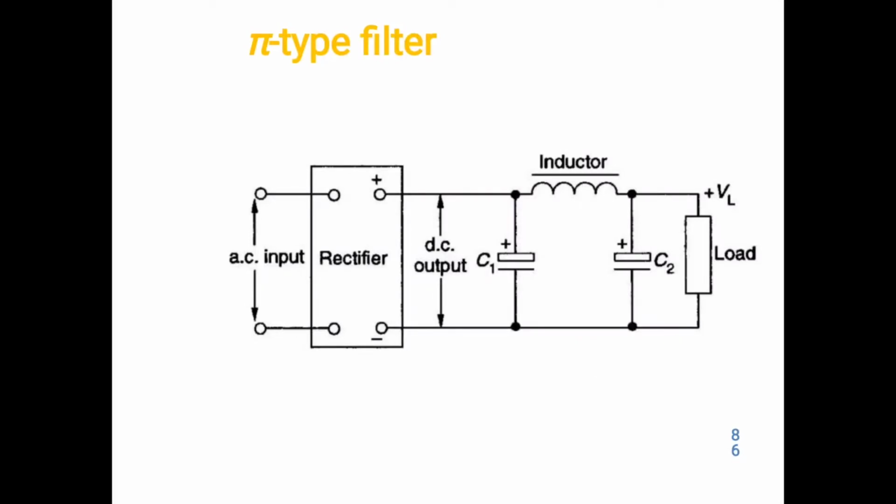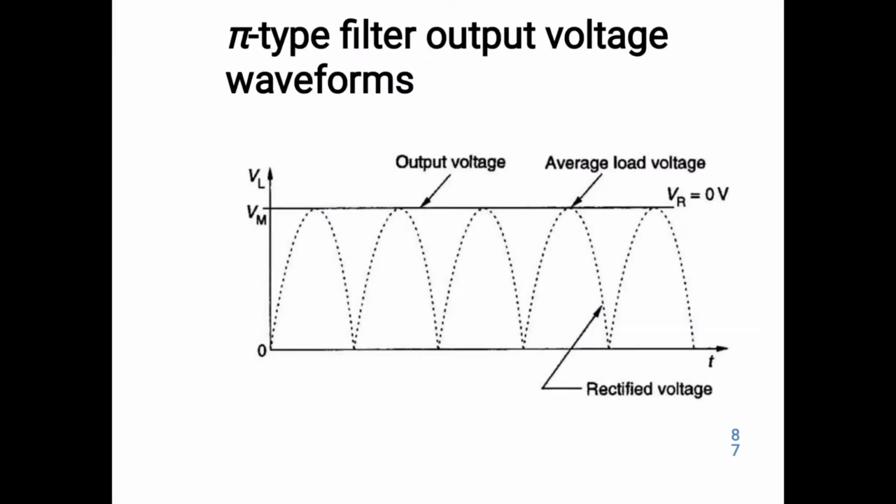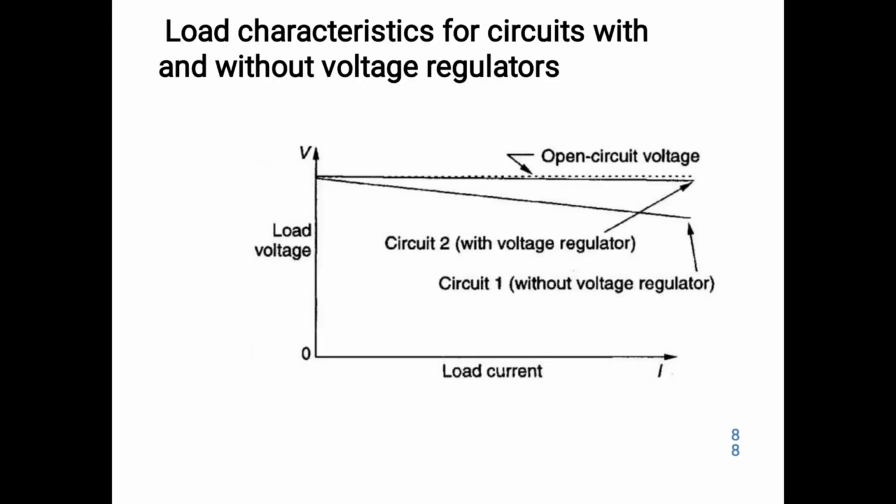Pi type filter: another one is the pi type filter, with output voltage at average load conditions. So the rectifier voltage is 0 volts at the rectifier connections. Okay, without the voltage regulation conditions. So for the two circuit methods, open circuit and closed circuit, without the voltage regulator, the x-axis is load current and the y-axis is the load voltage. Okay, thank you.